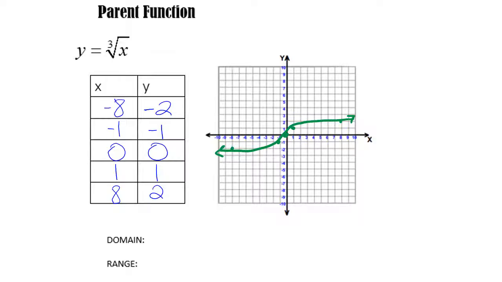For our domain and range, remember domain is x's, range is y's. Our domain values, our x's, are all reals. So instead of writing x is greater than or equal to, we're going to say all reals. Let's take a look at the y. The y values go forever down and forever up, just very slow sloping. It takes a long time, but it still is all real values.